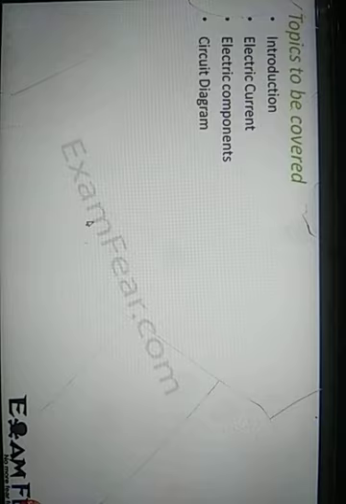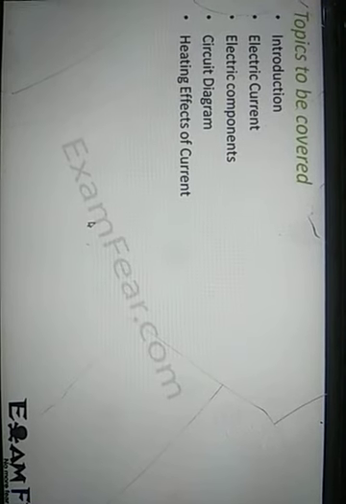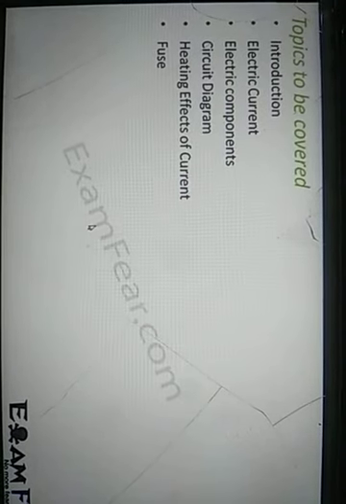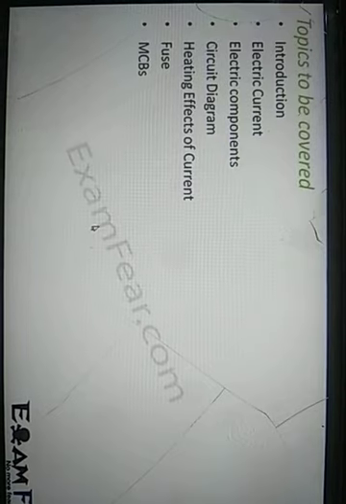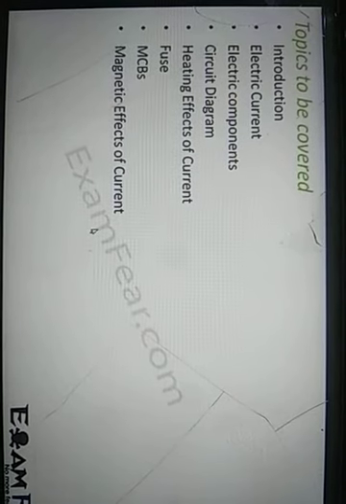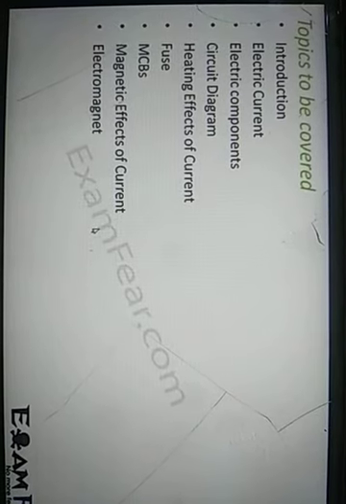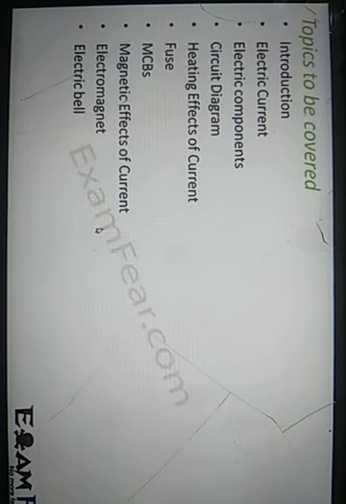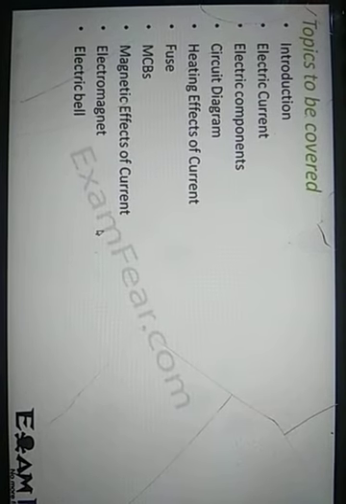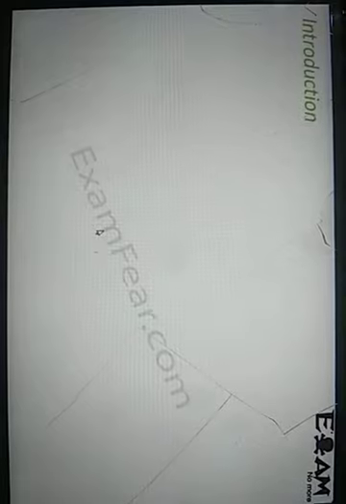So today we're going to start our next chapter, that is electric current, and these are the topics which we discuss in this chapter: electric current, the components of electric current, circuit diagram, heating effect of electric current, fuse, MCB, magnetic effect of electric current, and electric bell also.